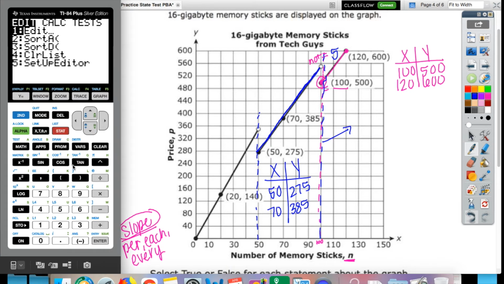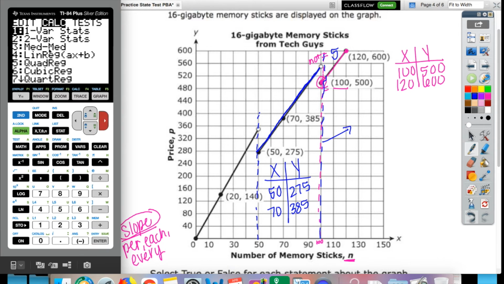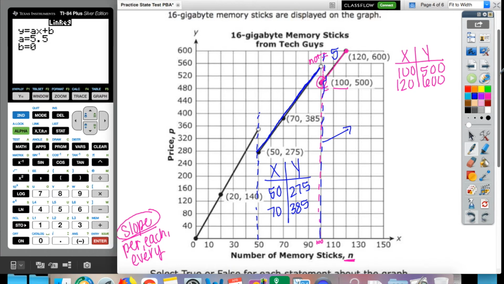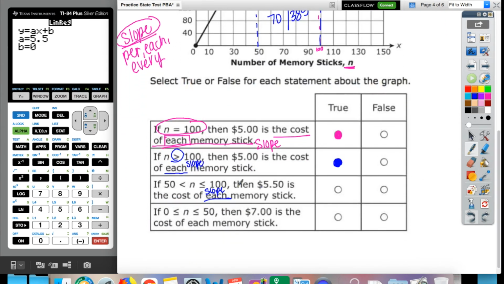And I can plug that into stat. So I'm going to clear these, go up, highlight L2, clear, enter, highlight L1, clear, enter, and plug in my table. And then I can, again, do stat over number 4, enter through all that. And my slope this time is 5.5. I'm going to write that on here so I don't forget. So $5.50.